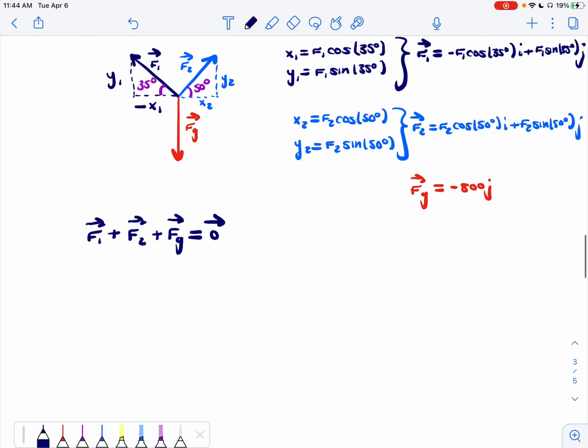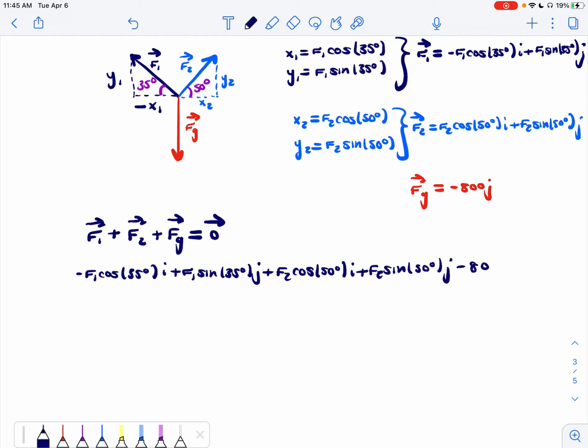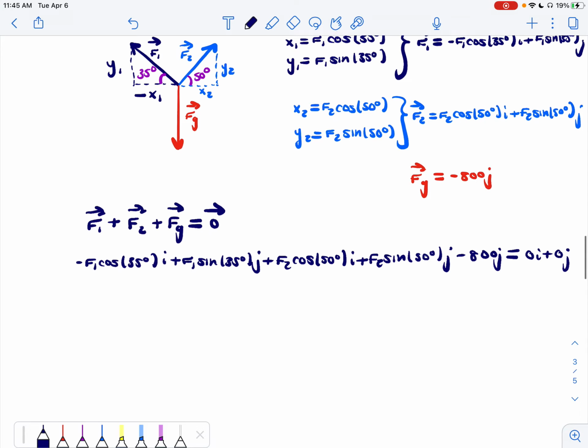Let's go ahead and write that out. We'll have negative F1 cosine of 35 degrees in the i direction plus F1 sine of 35 degrees in the j direction plus F2 cosine of 50 degrees in the i direction plus F2 sine of 50 degrees in the j direction minus 800j is equal to the 0 vector, so 0i plus 0j.